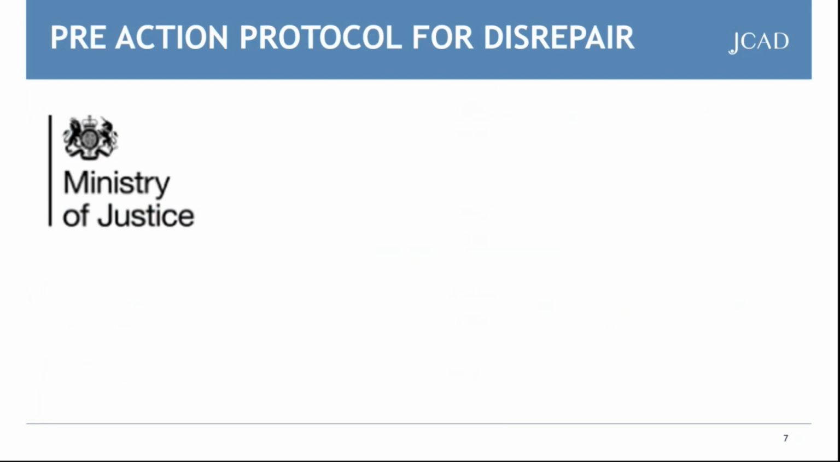Through the Ministry of Justice, there is a pre-action protocol, and disrepair claims must follow the pre-action protocol for housing. And if you don't, the courts will see that as very detrimental, and it'll go against you in any court proceedings, basically. So what is the protocol?